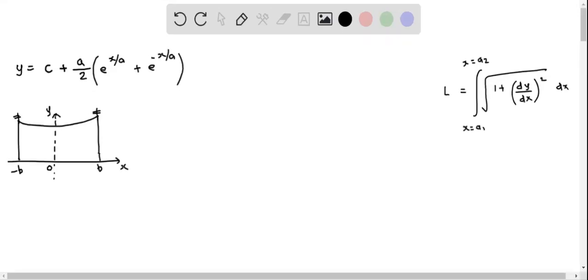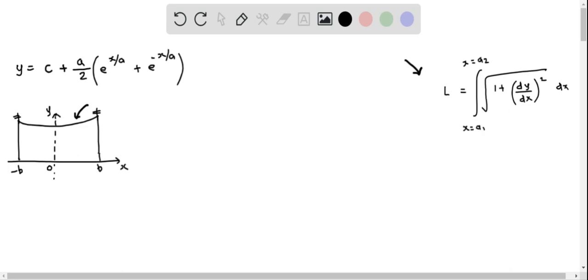So here we determine the length of the wire which hangs between the two poles, between the interval x equal to negative b to x equal to positive b. And we have been given the equation of the length of the wire, which is given as y equals c plus a by 2 e raised to the power of x by a plus e raised to the power of negative x by a.